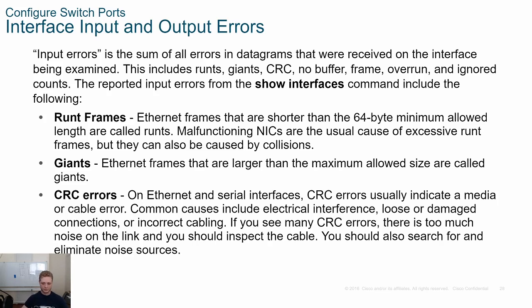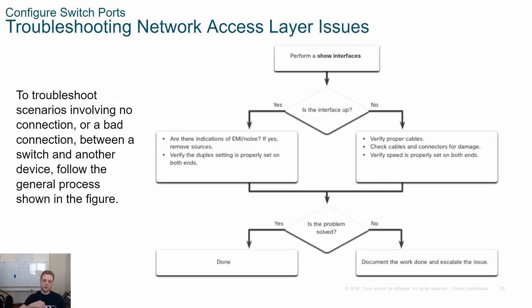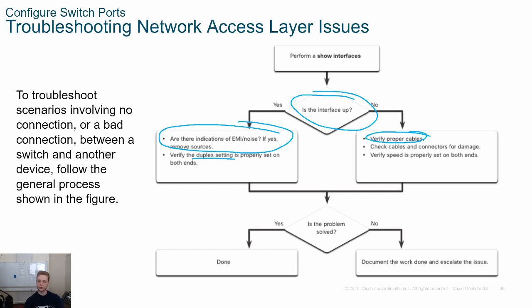We talked about these runt frames that are too small, giants, CRC errors. So I'm just going to kind of skip past this here. So if we're troubleshooting these kind of issues, we can go through a flowchart similar to this one and say, hey, is the interface up? If it is, then maybe we have to worry about electromagnetic interference. Maybe we have to worry about duplex settings. If it's not up, verify proper cables and connectors, verify the cables are working, and then of course, if it's not, then we probably want to escalate to some kind of person that's going to know a little bit more.